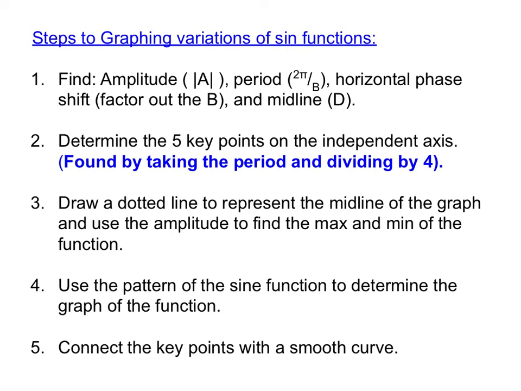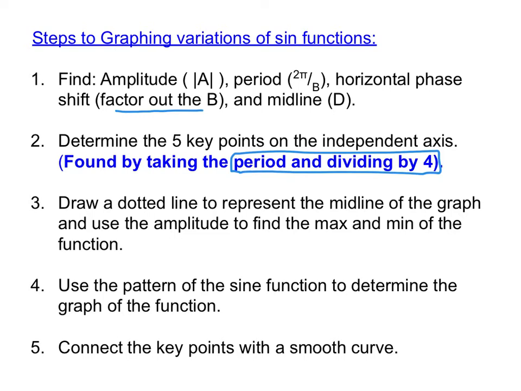We're going to first start by finding our amplitude, period, phase shift, and the midline. And remember, we have to factor out that b value before we get our phase shift. We're going to determine the 5 key points on the independent axis. And how we're going to do that is we're going to take the period and divide it by 4, because there are 4 sections in between the 5 points. So we need to know what each one is.